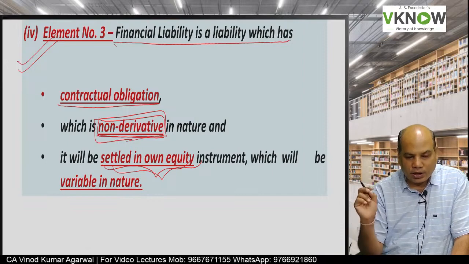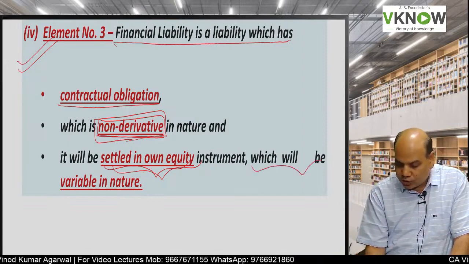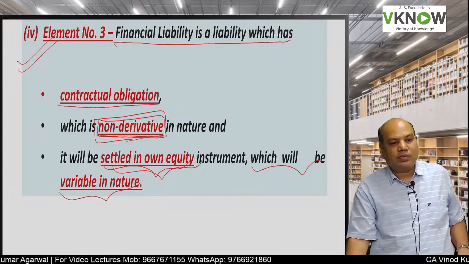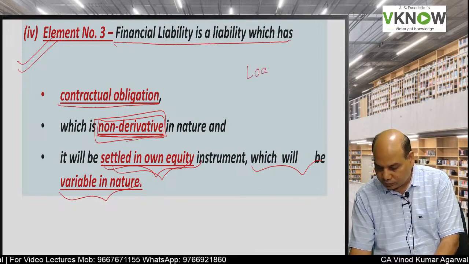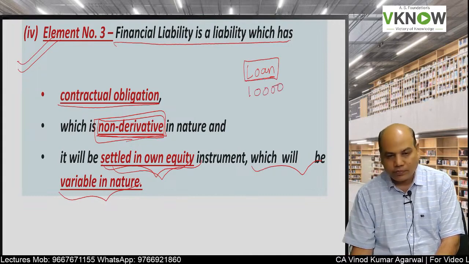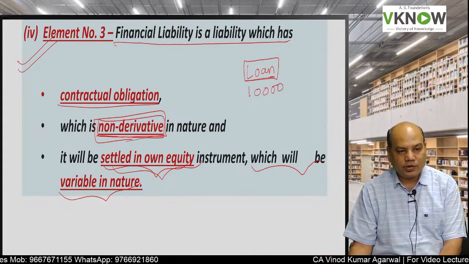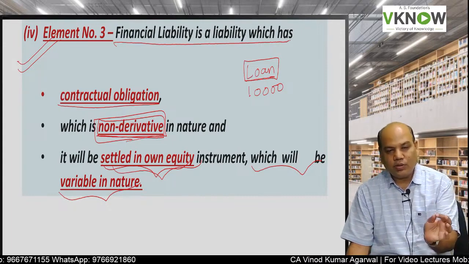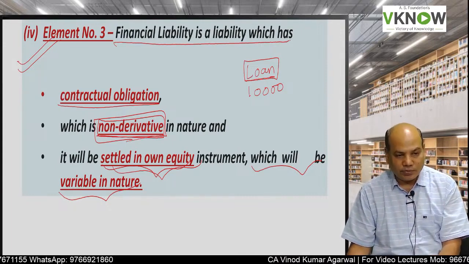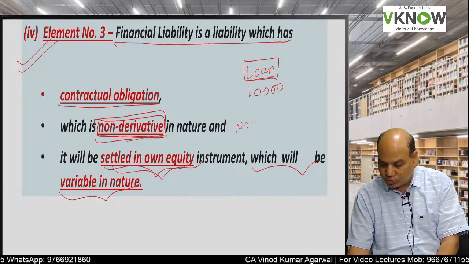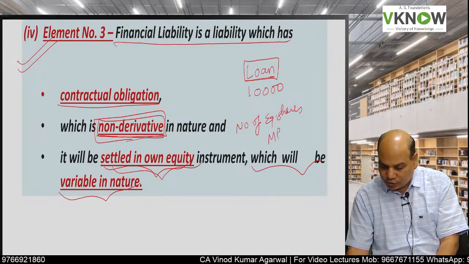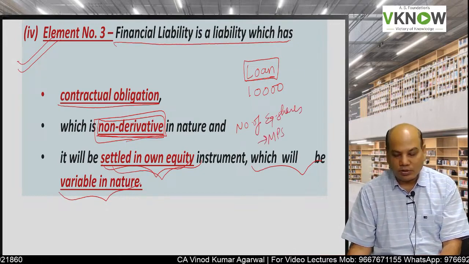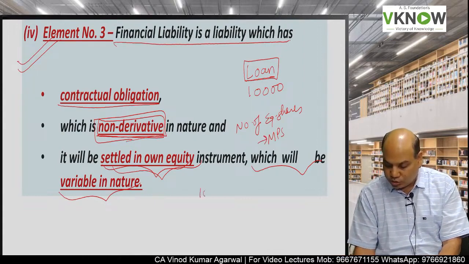A non-derivative contract settled in own equity instruments, which will be variable in nature. That means the number of equity shares to be issued will be variable. For example, I have to pay a loan of 10,000 rupees and I will settle the loan based on the market price of the equity share. The number of equity shares to be issued will depend on the market price of the share. Now tell me how many equity shares will be issued.